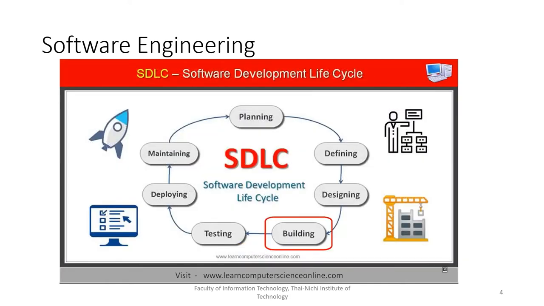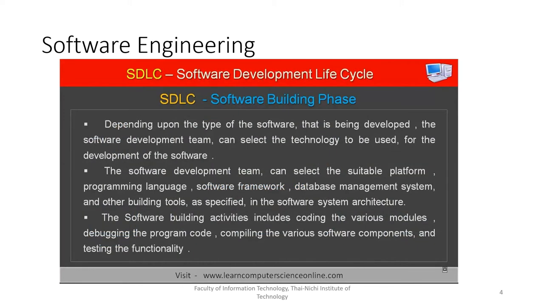The next and fourth phase in the software development process is actually building the software with suitable technology and tools. After finalizing the software requirements specifications, SRS, software design features, and the software system architecture, the next step is to actually start building the software by coding. Depending upon the type of the software that is being developed, the software development team can select the technology to be used for the development of the software.